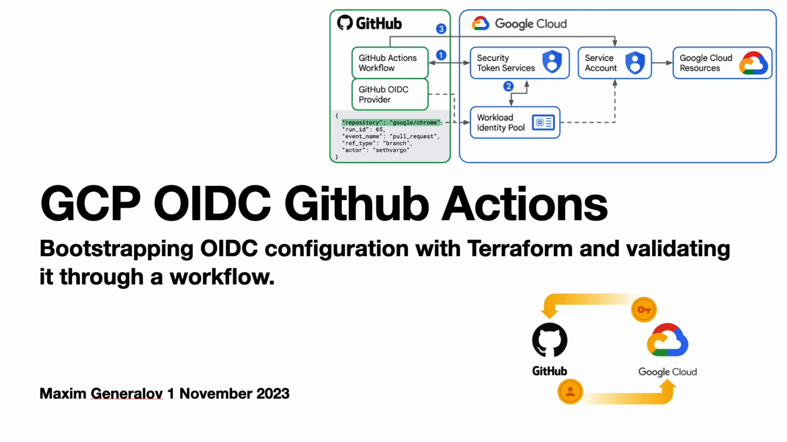This lab will be of interest to you if you are seeking a way to utilize OIDC authentication in GCP to access cloud resources from a GitHub Action workflow securely, without the need to expose sensitive data such as credentials or tokens. To begin, we will navigate to GitHub and access the repository containing the lab code.